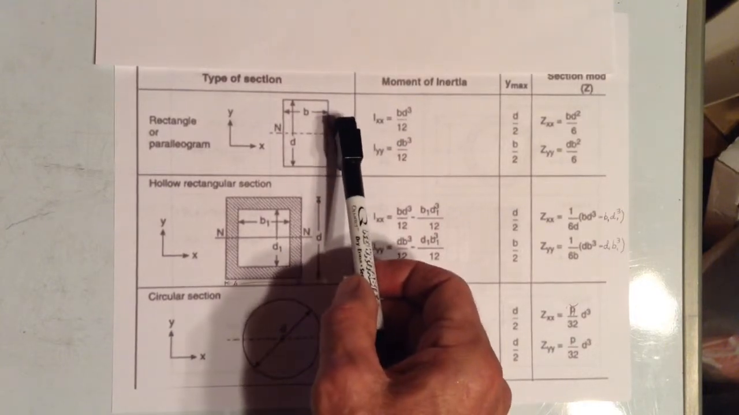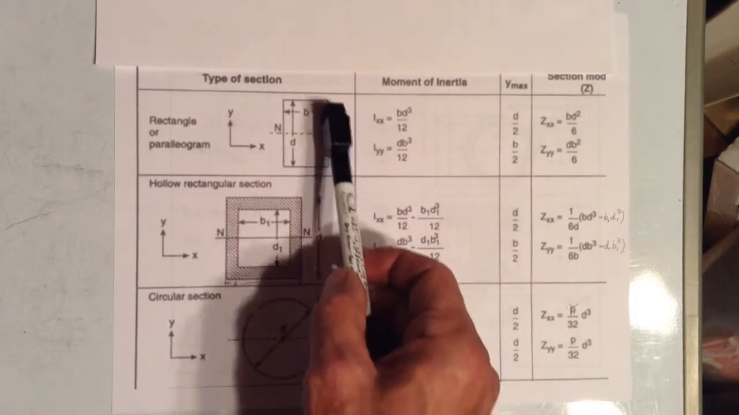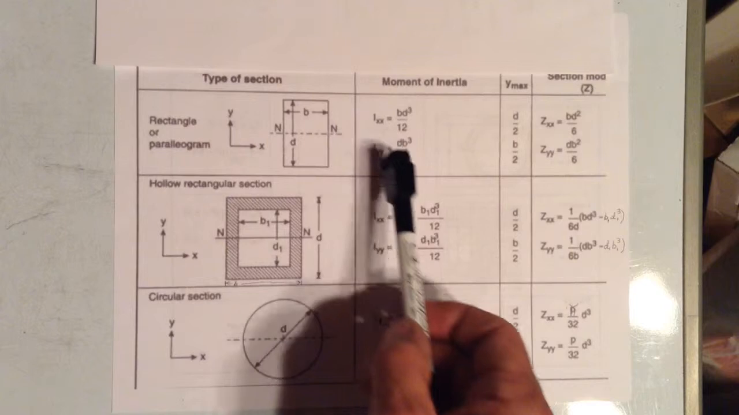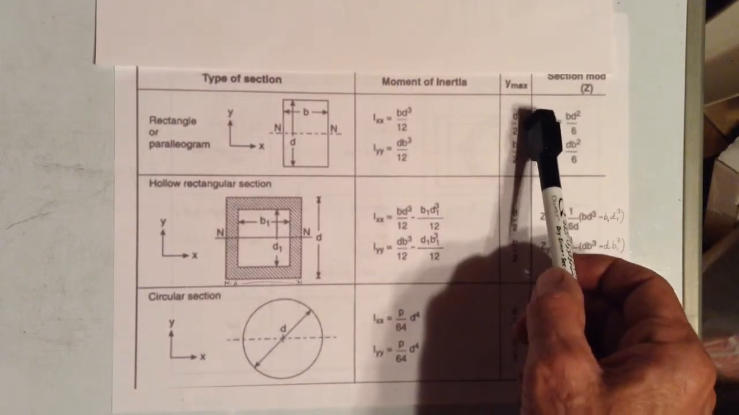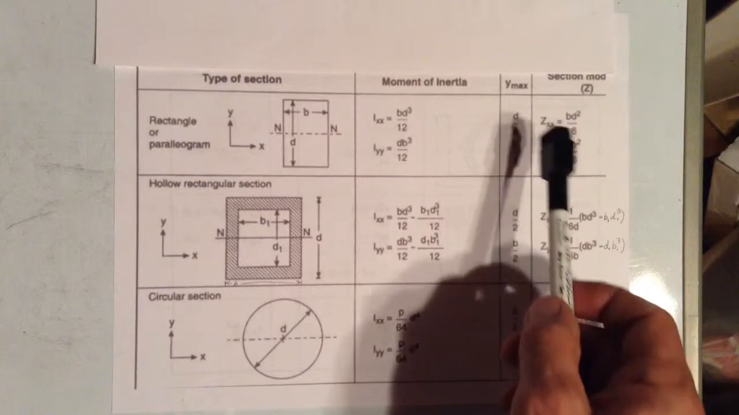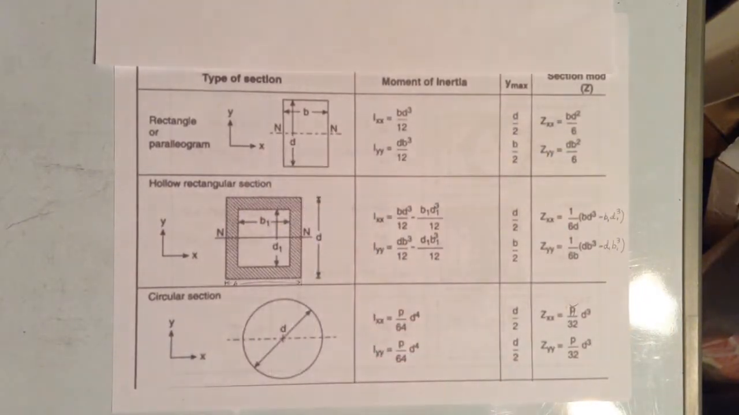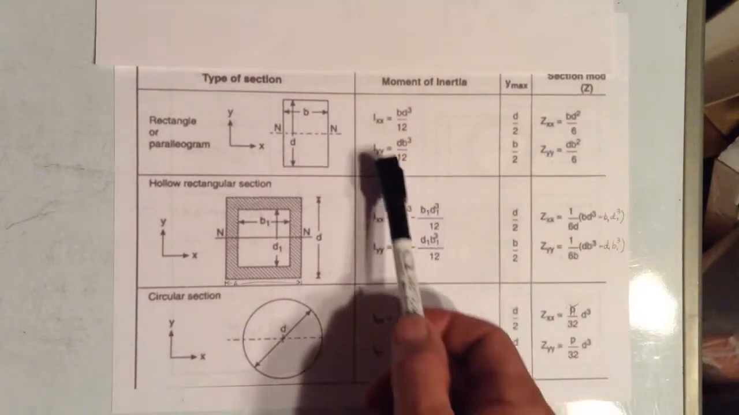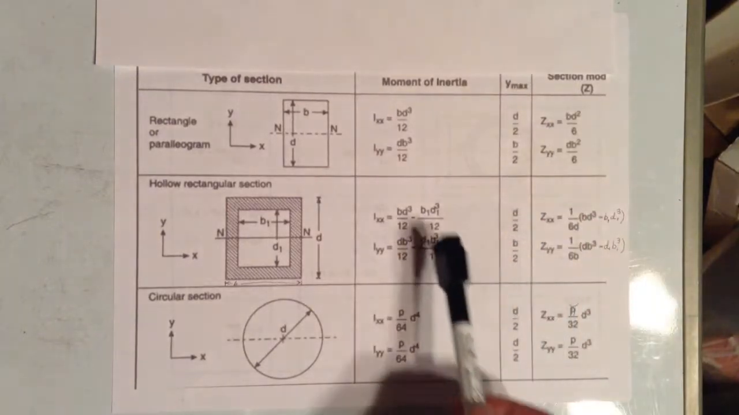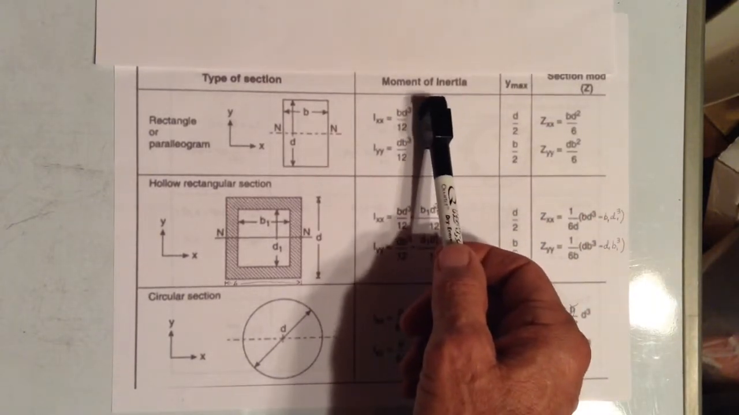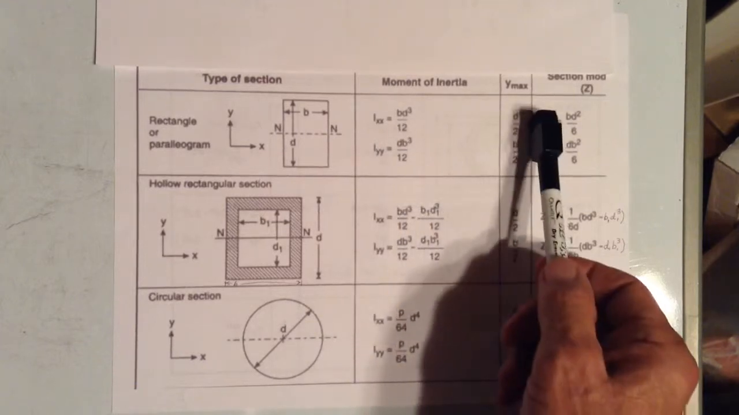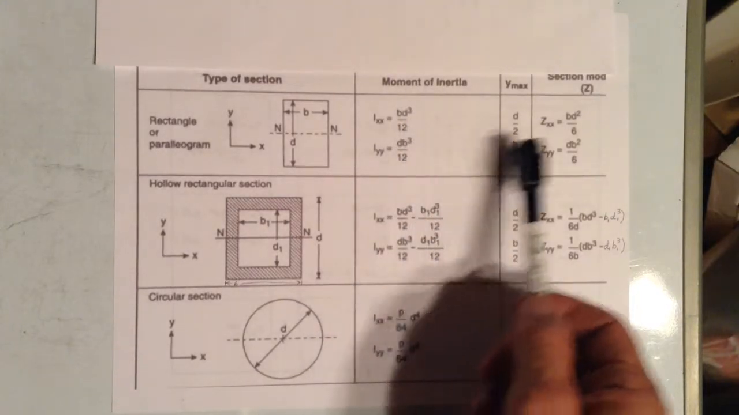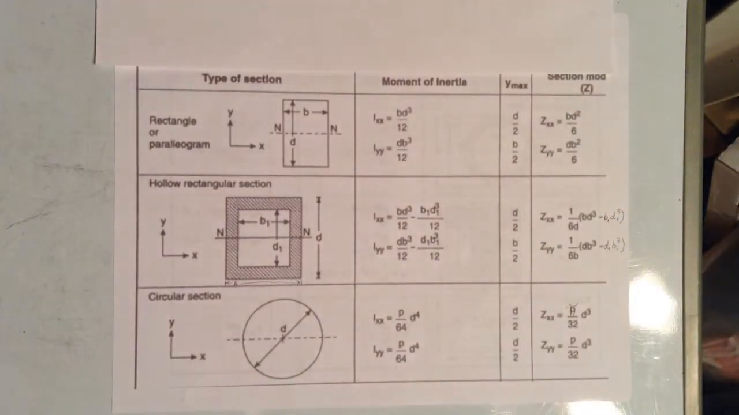In this case, it's from there to there, which is depth over 2. Depth goes all the way from there to there, so from there to there would be depth over 2. That's what our y max is for this cross section, a rectangular cross section. So, section modulus is defined as moment of inertia divided by y max. So base times depth cubed over 12 divided by depth over 2 will give you base times depth squared over 6, which we have right there.